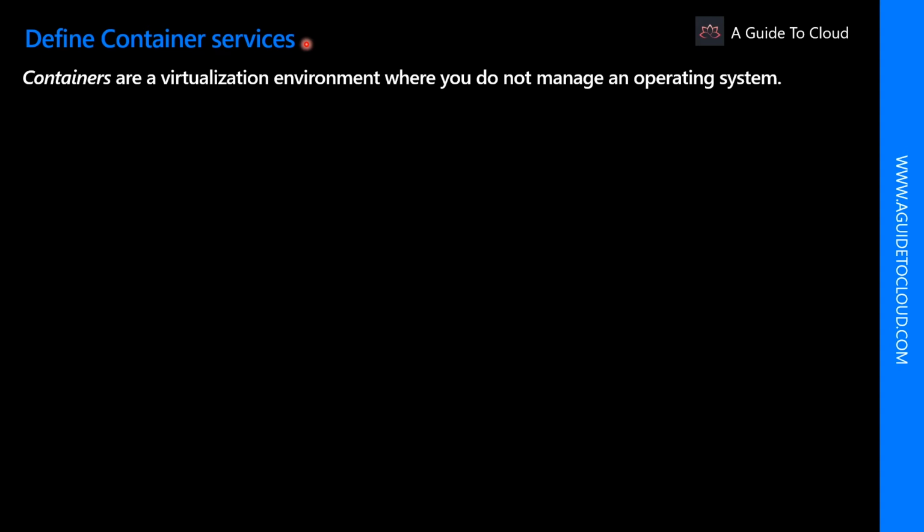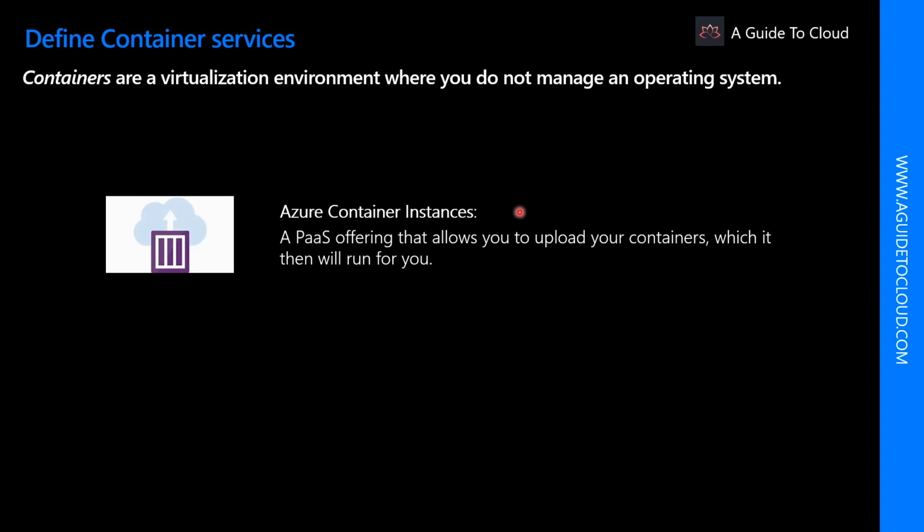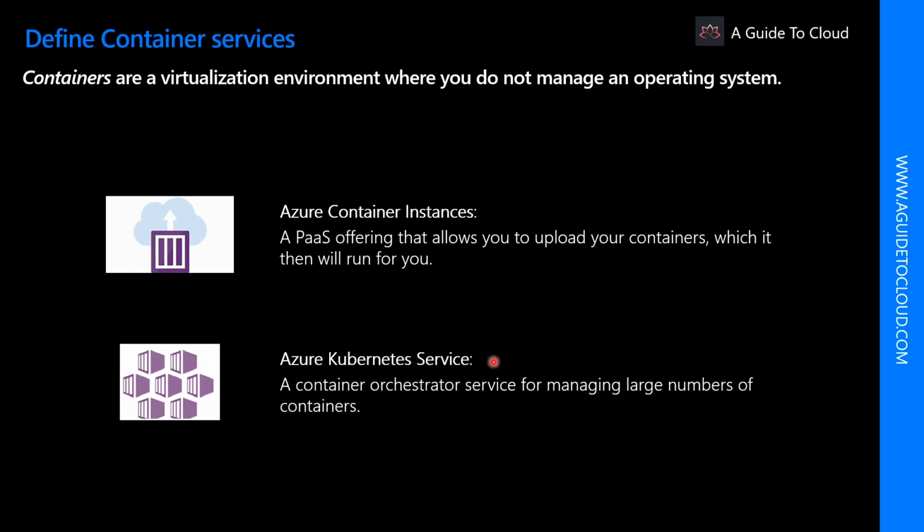There are mainly two ways to manage both Docker and Microsoft-based containers in Azure. The first one is called Azure Container Instances. Azure Container Instances offers the fastest and simplest way to run a container in Azure without having to manage any virtual machine or adopt any additional services. It's a PaaS offering that allows you to upload your containers, which it will run for you. The second option is Azure Kubernetes Service.